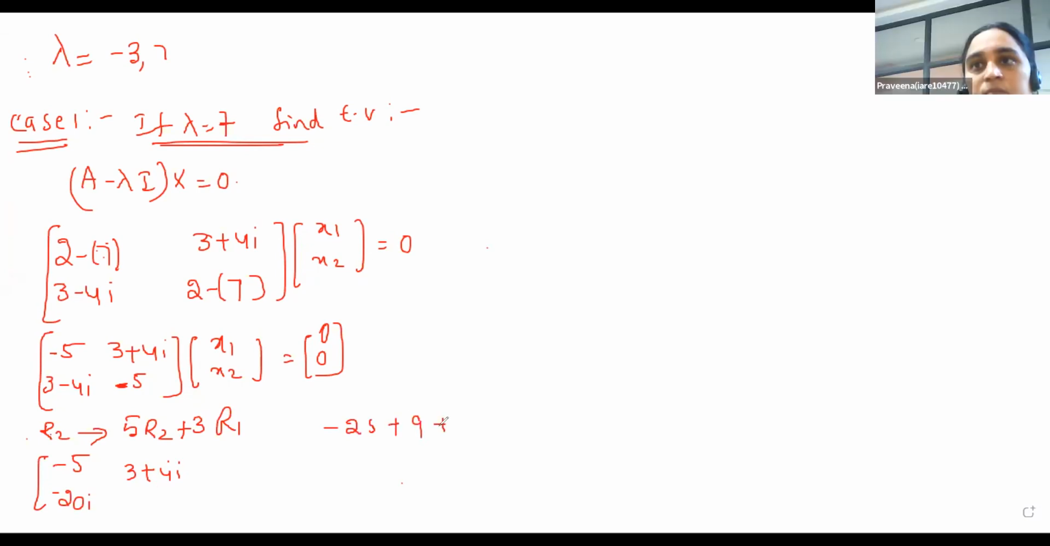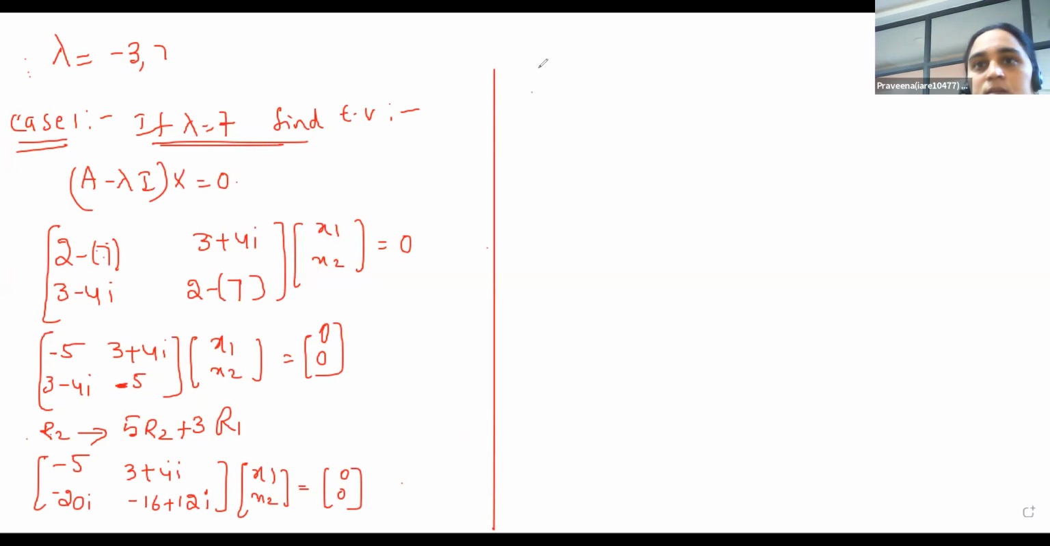Plus 9 plus 12i, and -16 plus 12i, 12i into x1 x2 is 0, 0. This is same as the previous one only. Here only one negative value is coming. In the previous question and previous case it was positive.